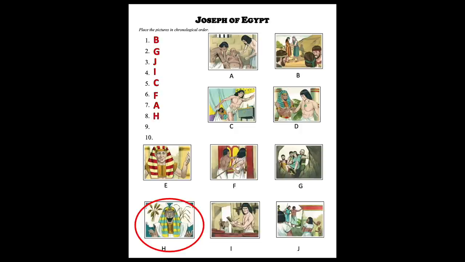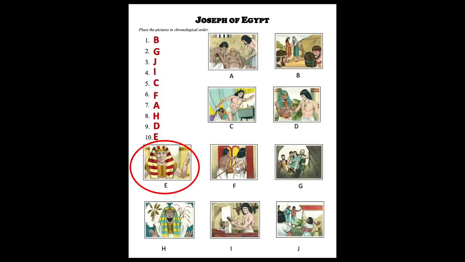when the Pharaoh also has dreams that he can't understand. And Joseph interprets those dreams. Which leads to D, because of this, he's released from prison and praised by the Pharaoh. Then our final scene here, E, he is promoted to a high position of authority under the Pharaoh.